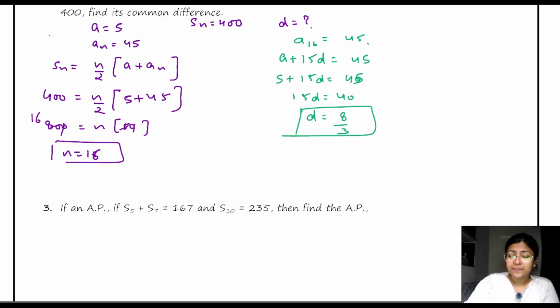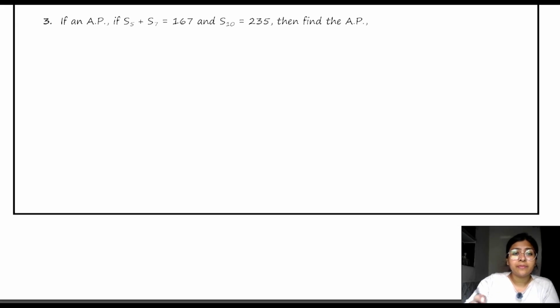This question clear? Now the next question. In an AP, if S5 plus S7 is given, and S10 is given, find the AP. S5, what do you mean by S5? S5 can be written as 5 by 2 bracket 2a plus 4d. Yes or no? n minus 1, that is 5 minus 1 into d, so it will be 4d.